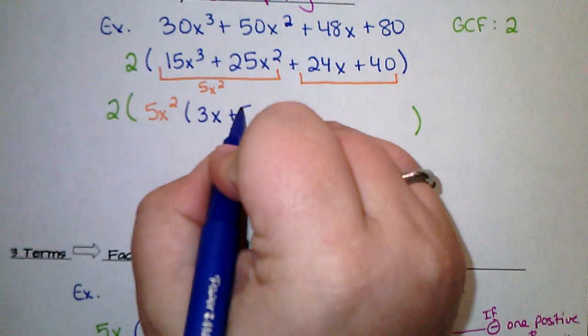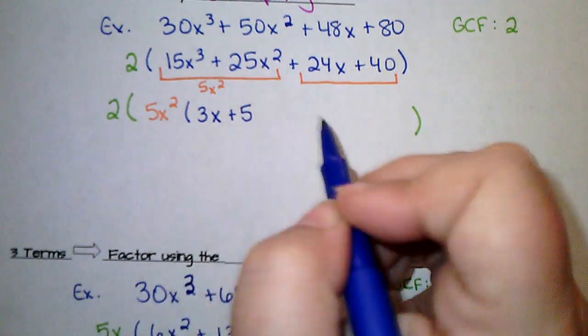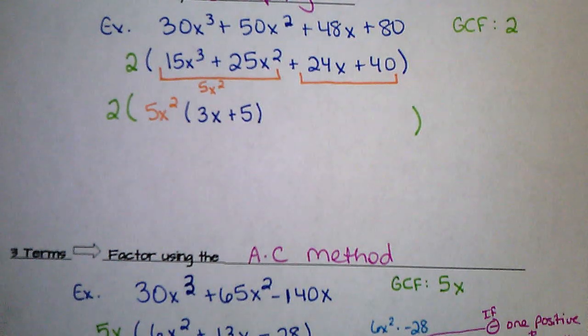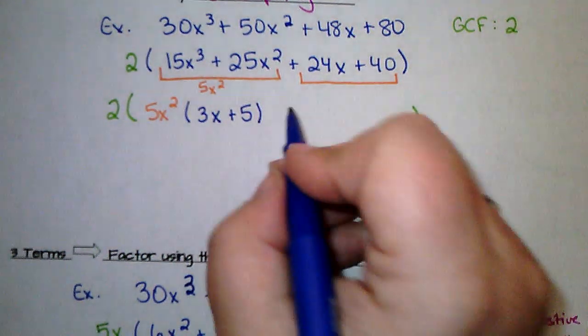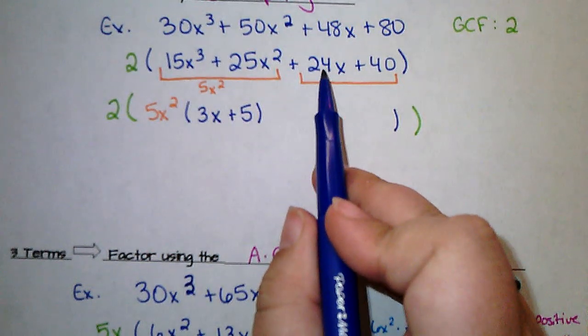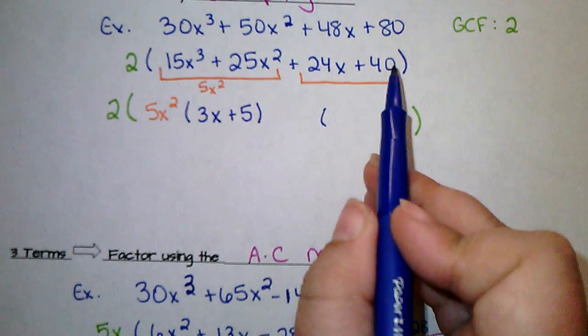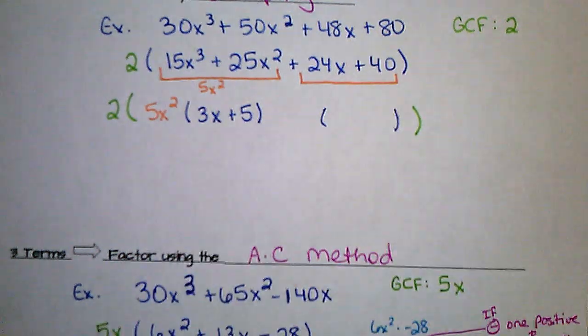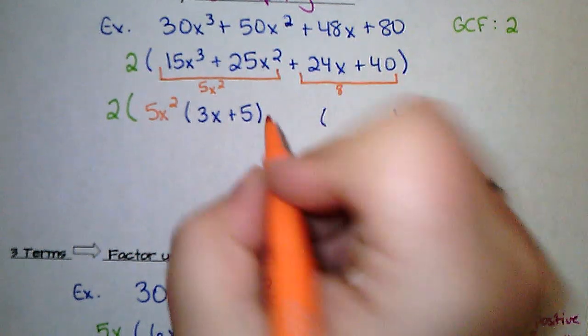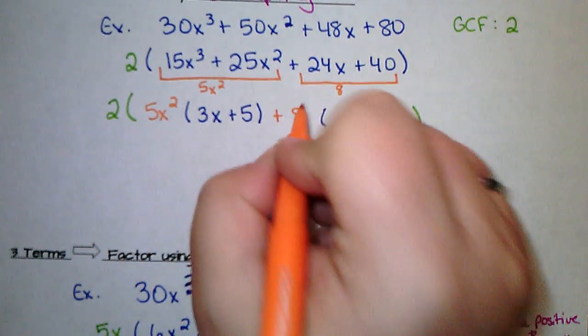25 divided by 5 is 5. And x squared divided by x squared is something divided by itself, which is 1, so we don't put anything there. Okay, now I'm going to take something out of there, and remember this has to match. So 24 has to somehow turn into 3, and 40 has to somehow turn into 5. So if I think about that, if I divide them both by 8, that'll make that happen.